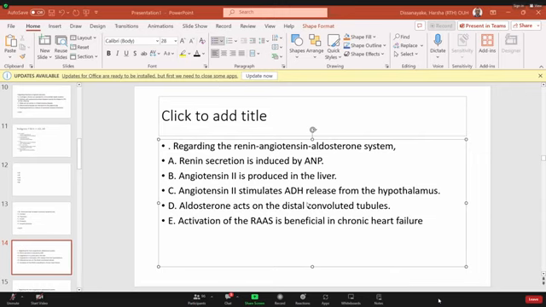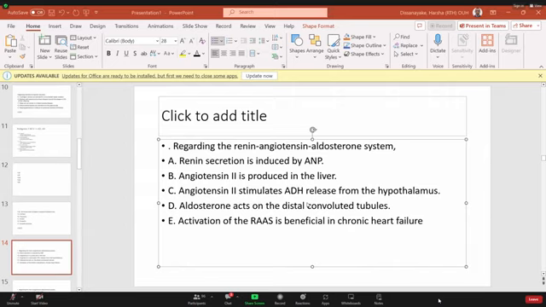Fine. So let's come back to the renin-aldo question. ANP is actually inhibiting renin secretion. So that's just a fact, which does make sense. So we have to mark this one false.